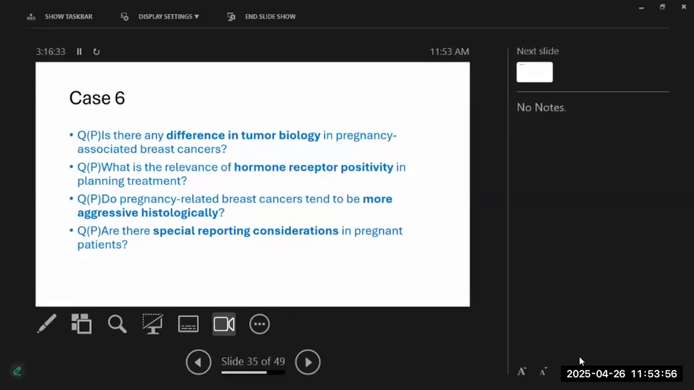From the pathologist, is there a difference in tumor biology in pregnancy here? Do they tend to be more aggressive? Yes, pregnancy-associated breast cancers are aggressive tumors. Most of these tumors are grade 3 tumors when you grade them, and hormone receptor wise also most of them tend to be triple negative, some tend to be HER2 positive. And they also tend to be larger tumors.